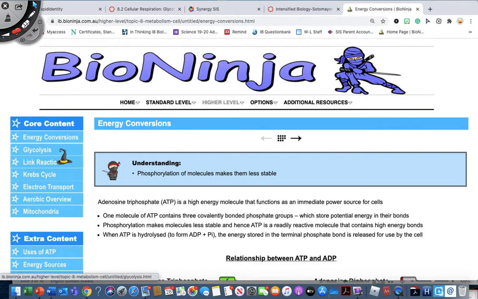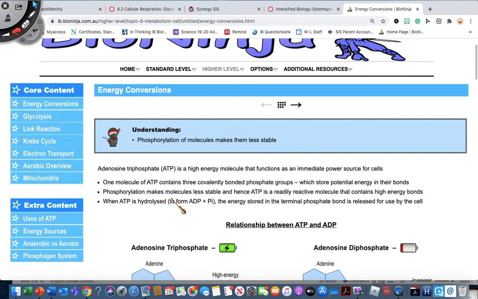And then we're going to be looking at 5 stages of cellular respiration, which is glycolysis, the link reaction, the Krebs cycle, the electron transfer chain, and chemiosmosis, which is not listed here, but it's part of the electron transfer chain. And then we're going to look at the structure of the mitochondria and the aerobic overview of all of these stages. Okay, so let's begin.